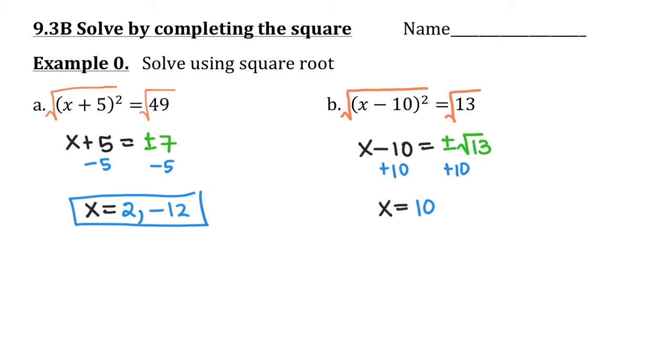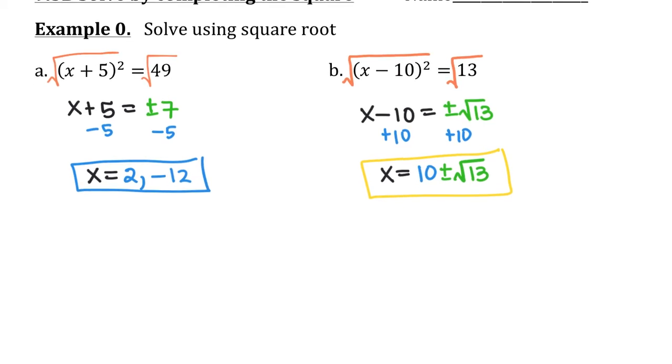And remember, we cannot add these because they're not like terms. One has a radicand of 13 and the other one's not even a radical. Remember, this does represent two answers because I have 10 plus the square root of 13 and 10 minus the square root of 13. Okay, now we're going to add a step to this.